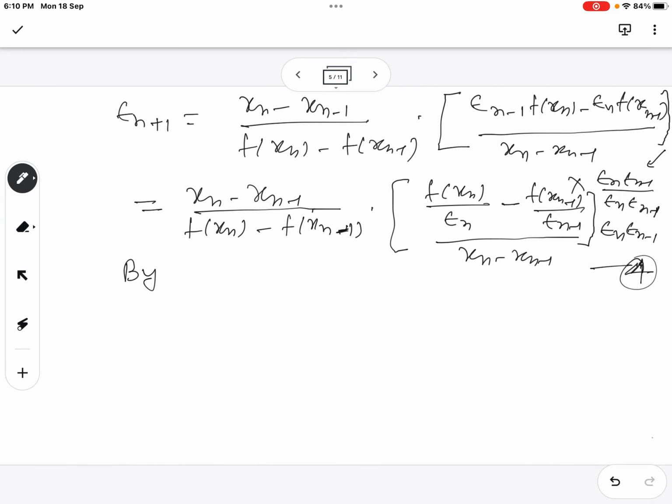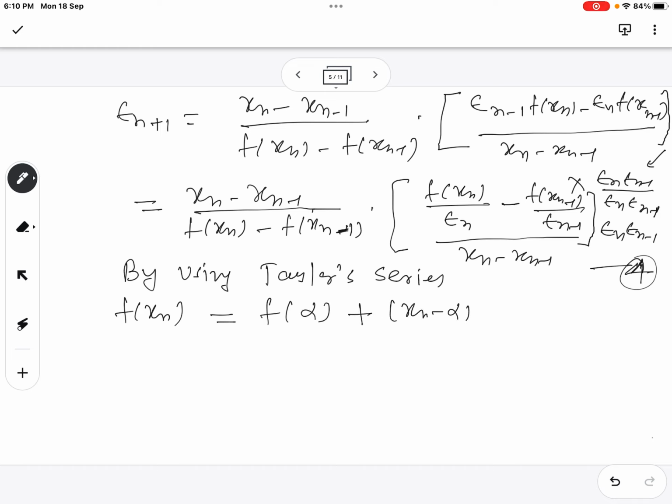Now by using Taylor series we can expand f at xn about alpha. So I can write down f at alpha plus xn minus alpha into derivative of f at alpha plus (xn minus alpha)^2 by 2 second derivative of alpha and so on.